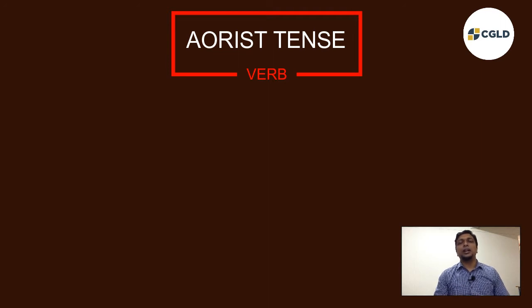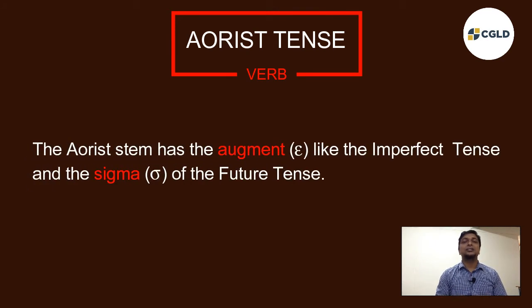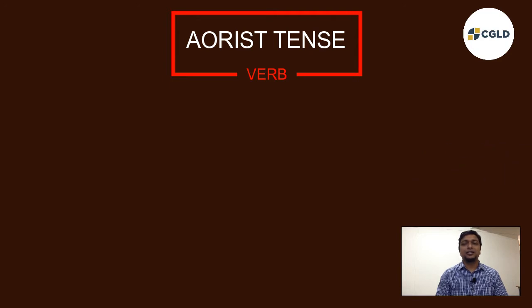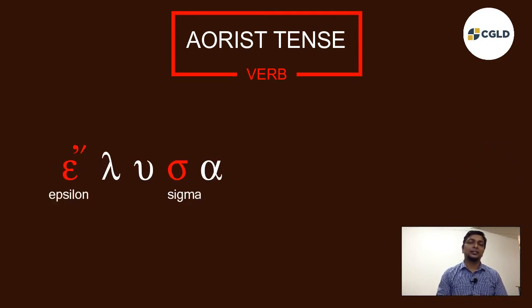Now we need to understand how this aorist tense is formed. The aorist stem has the augment, which is the epsilon, like the imperfect tense, and the sigma of the future tense. That gives us the aorist tense. We look at this word elusa. We see the augment in front, the epsilon, and also the sigma, which is added in its ending.